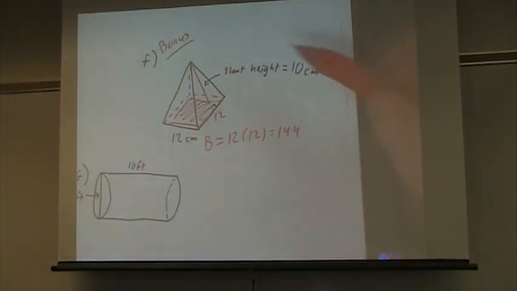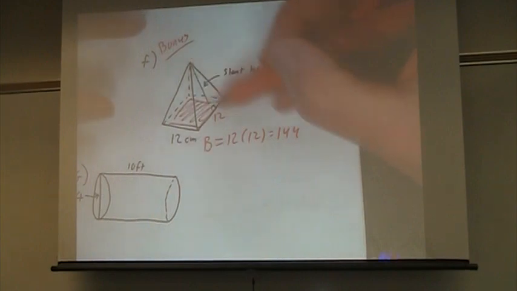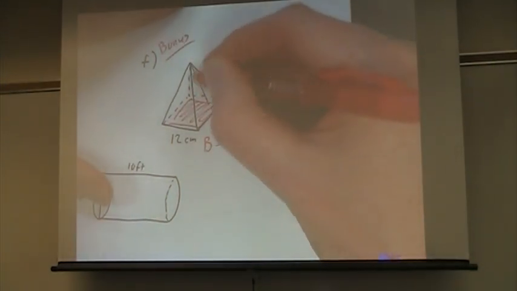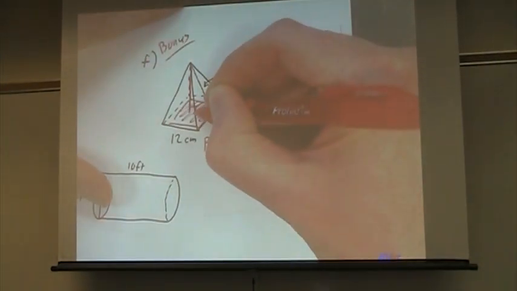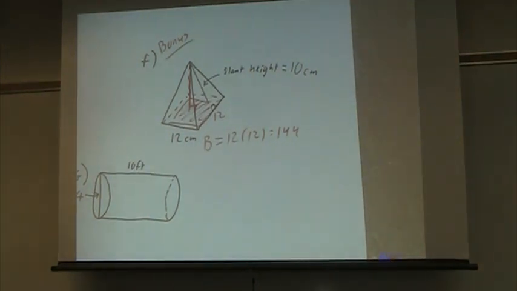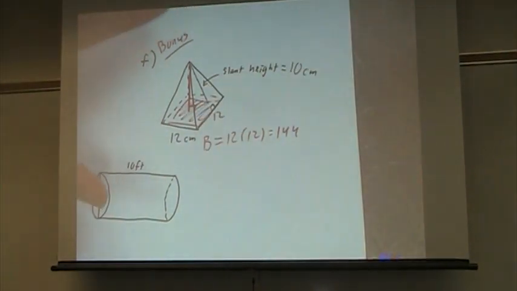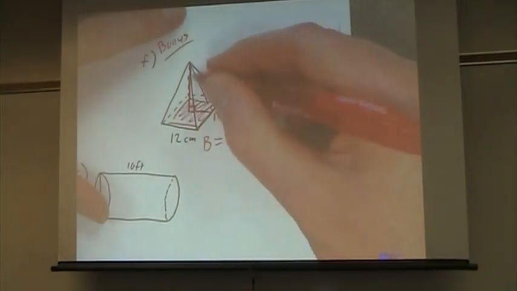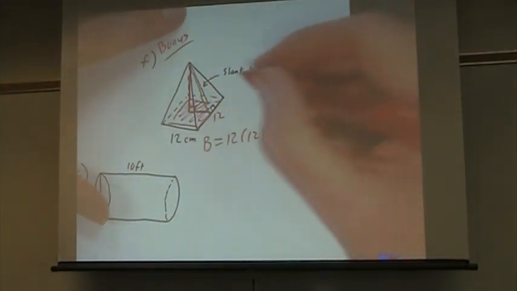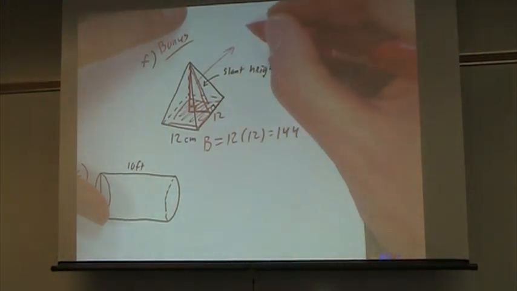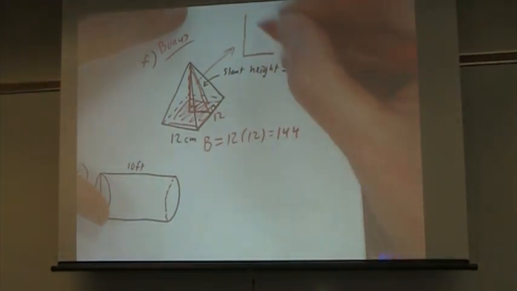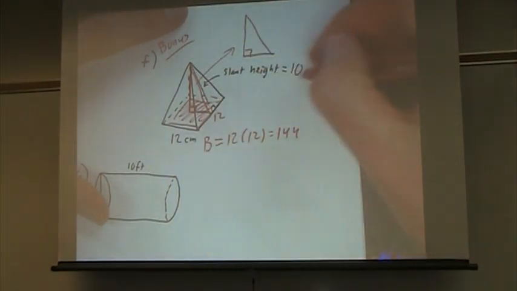No, because that's the slant height. That's like if you were sliding down the pyramid. You actually want this guy right here. And you might say, Mr. Magnuson, how do I find that? Well, you turn this into a triangle. I'm going to pull it out. And if I do that, I kind of have a slice of the pyramid. My slant height is 10.